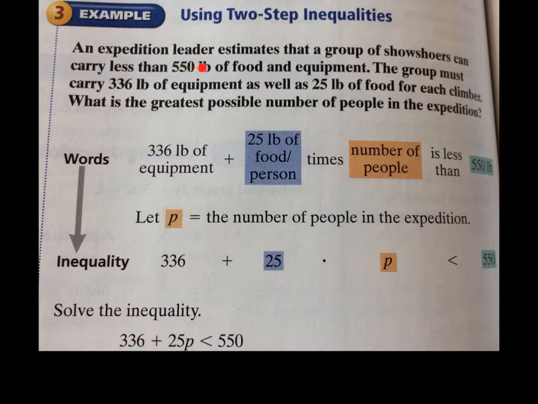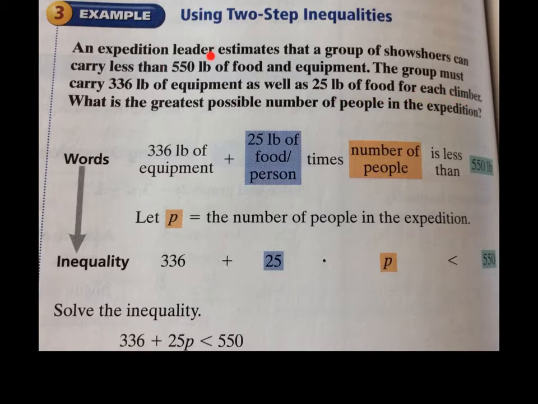I don't know what that is. I have to look that up. Can carry less than 550 pounds of food and equipment. Notice "less than." There's one of those words. The group must carry 336 pounds of equipment as well as 25 pounds of food for each climber. What is the greatest possible number of people in the expedition?